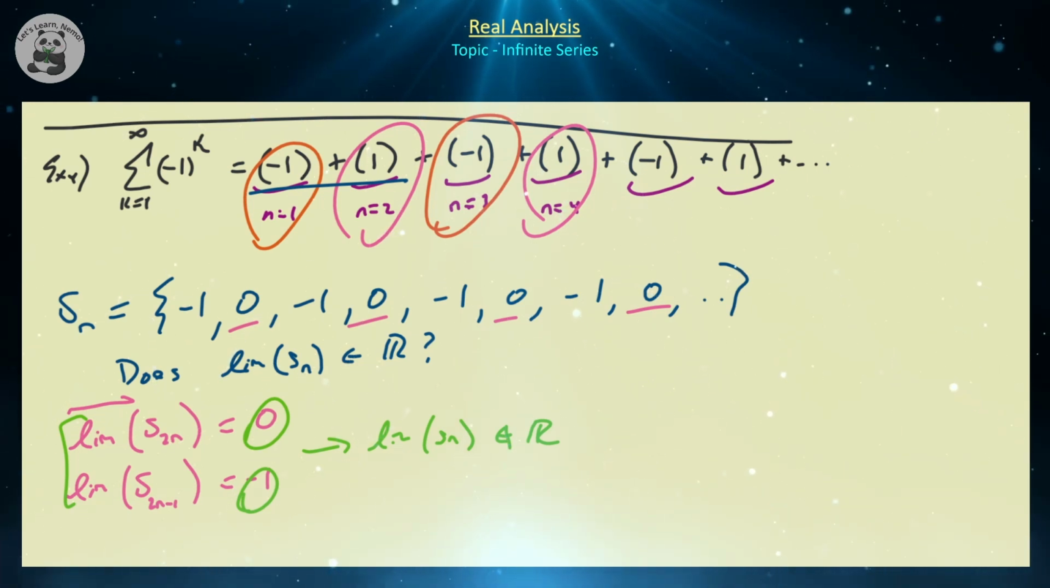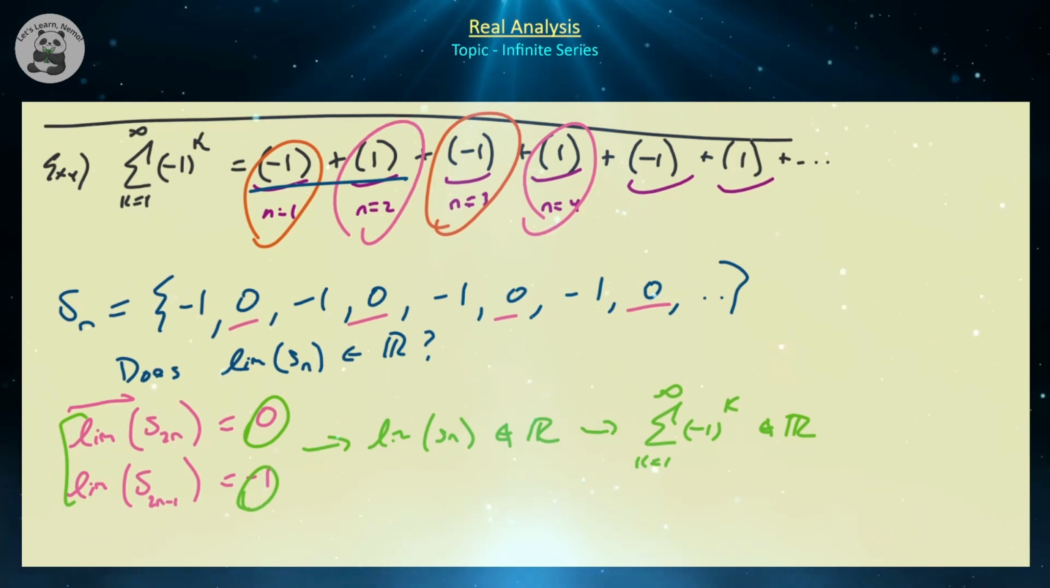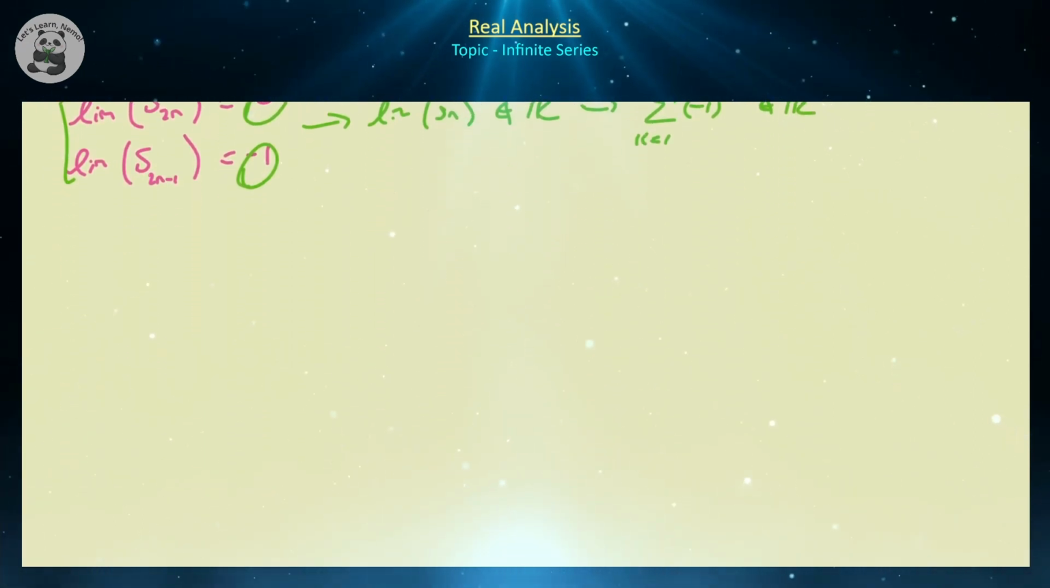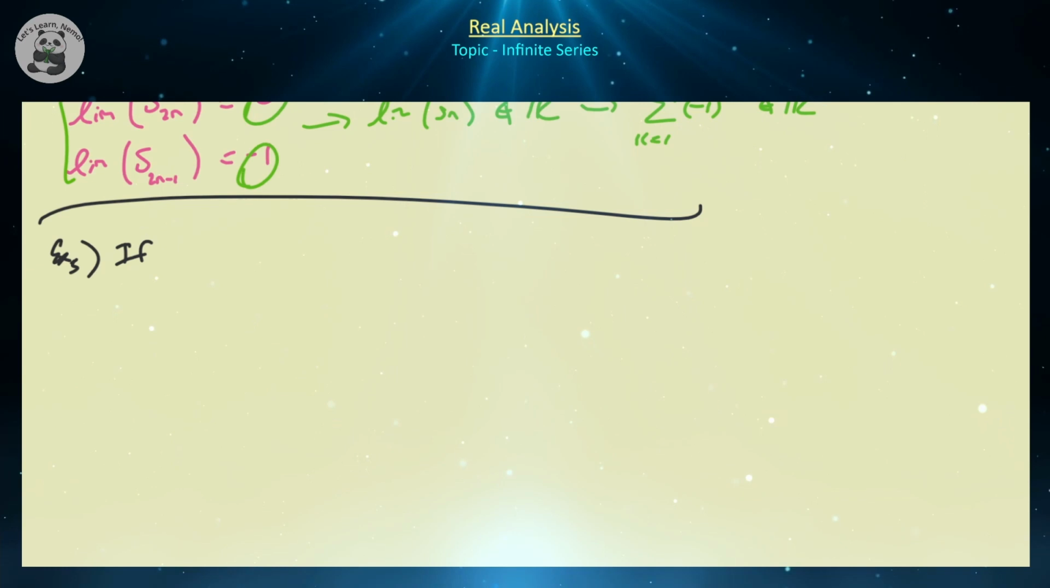Because if a sequence does exist, then any subsequence is also going to converge to the same exact limit. So if that is the case, that means the sum from k equals infinity of minus 1 to the k does not belong to the set of real numbers, and some people will say that this diverges. Right? So that's actually pretty exciting. So let's look at another, and actually very famous series. Let's look at a very general one.